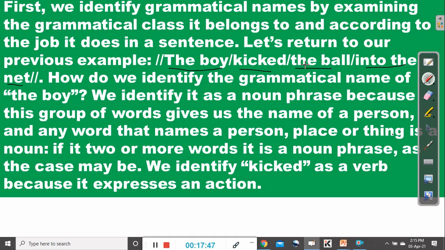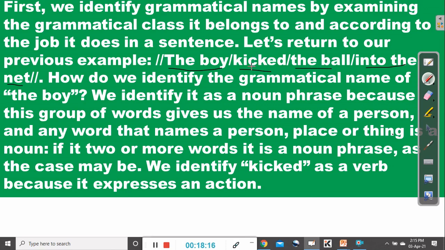If we omit the ball and we say the boy kicked dash into the net, the question will be what? The boy kicked what into the net? Now, whenever a question what or who is asked, the only thing that will answer the question is a noun or a noun phrase or a noun clause.